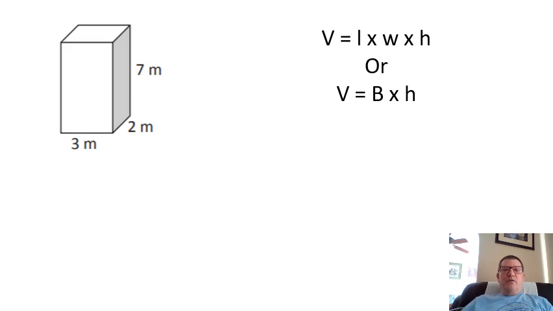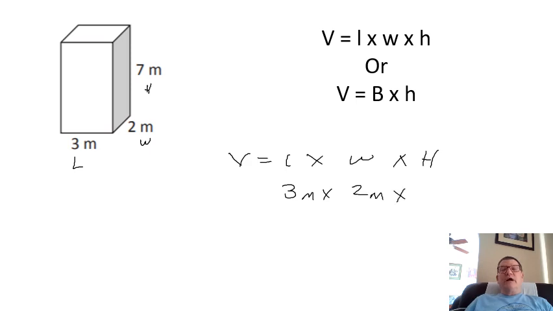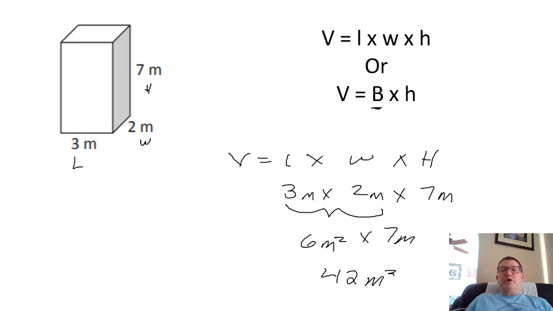As we can see with this structure, here we have a length, we have a width, and we have a height. So we know that just like the formulas up here, volume equals length times width times height. So we just plug them in. We see the length is 3 meters times the width, which was 2 meters, times the height, which is 7 meters. And then we can multiply them, which we end up with 6 meters squared, which is actually now the base, times 7 meters, which gives us a whole volume of 42 meters cubed.